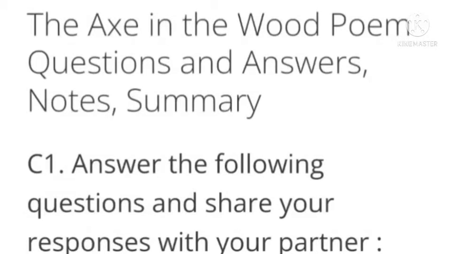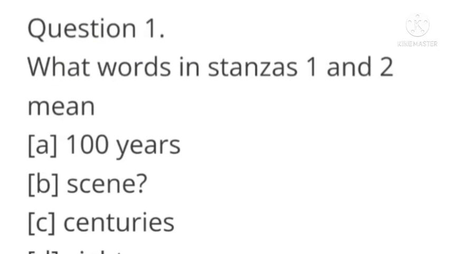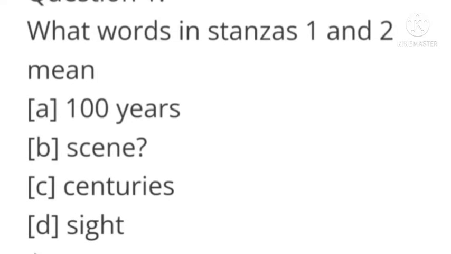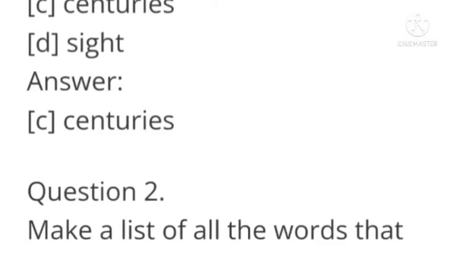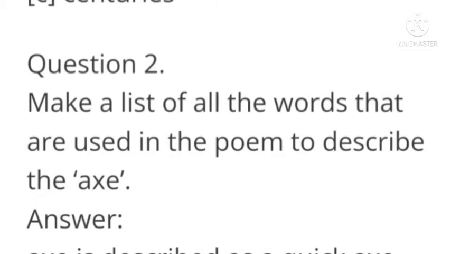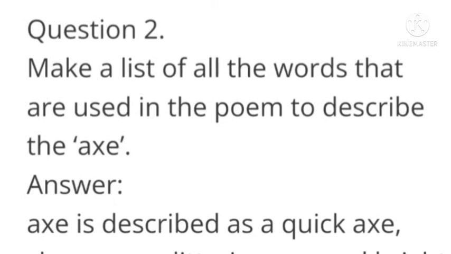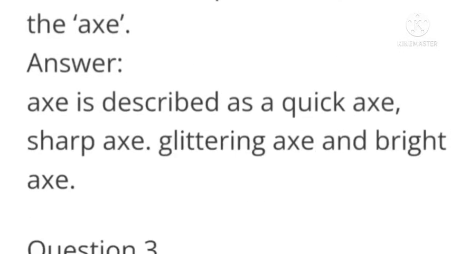First, answer the following questions and share your responses with your partner. Question number 1. What words in stanza 1 and 2 mean 100 years? Answer: centuries. Question number 2. Make a list of all the words that are used in the poem to describe the axe. Answer: Axe is described as a quick axe, sharp axe, glittering axe and bright axe.